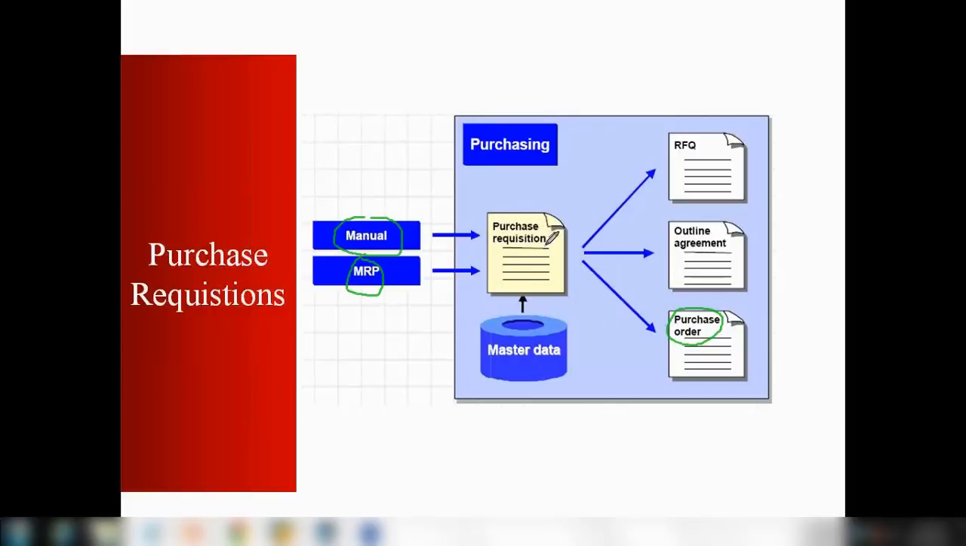In the purchase requisition, we can enter a material number, we can enter a vendor number, and it can pull the data from where? Material master data. Okay, from the material master record, from the vendor master record.